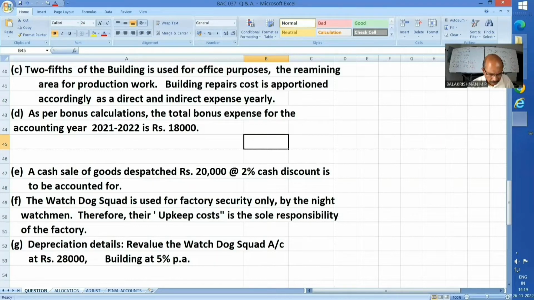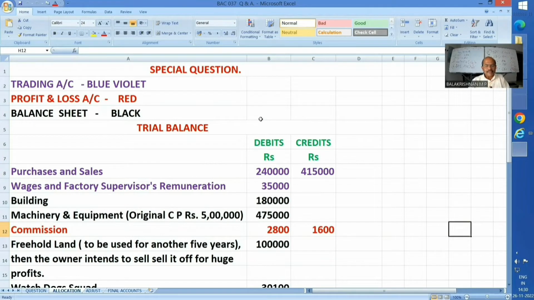Allocation part. Let me first show you. Well, the allocation is like this. As usual, blue and violet items go to the trading account, red ones to the profit and loss account, and the remaining ones, in black, to the balance sheet. Well, some of the items use synonyms, so it's better I explain to you.